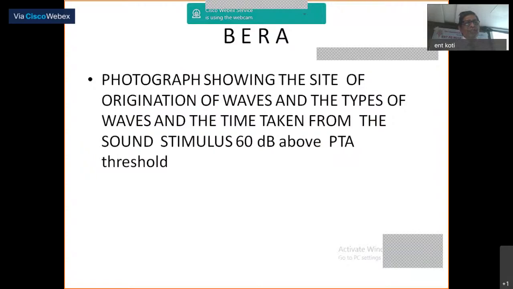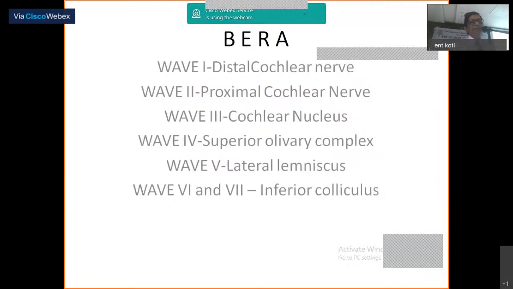So a stimulus 60 decibels above the frequency threshold is given, and then you will get these waves. Wave 1 is the distal cochlear wave. Wave 2 is proximal cochlear. Wave 3 is cochlear nucleus. Wave 4 is superior olivary. Wave 5 is lateral lemniscus. Waves 6 and 7 are inferior colliculus.